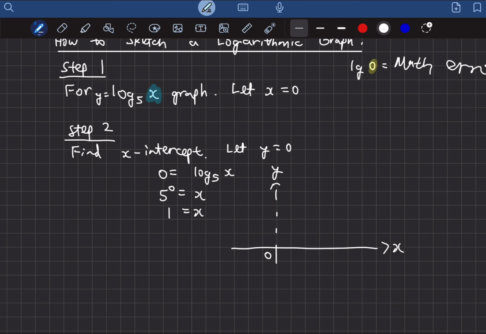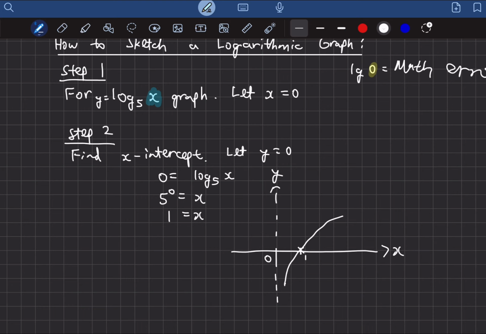Then over here, step 2, we find the x-intercept. The x-intercept is like finding the straight line like that. Or we let y equals 0. So if y equals 0, I have 0 equals log base 5 of x. Changing log form to exponential form, 5 to the power 0 equals x. So 1 equals x. Which means that the log graph will cut the x-axis at 1. So the graph will be in this manner. It will approach the y-axis, but it will never cut the y-axis.